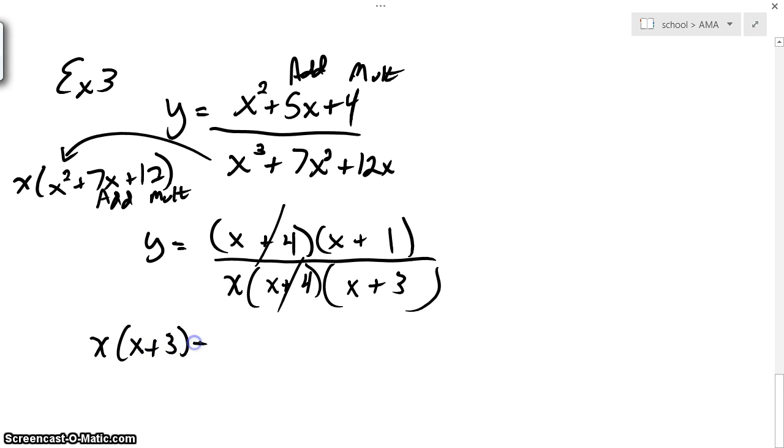But of course, we'd have x times x plus 3 would equal 0. That would mean x would equal 0. x plus 3 could equal 0.